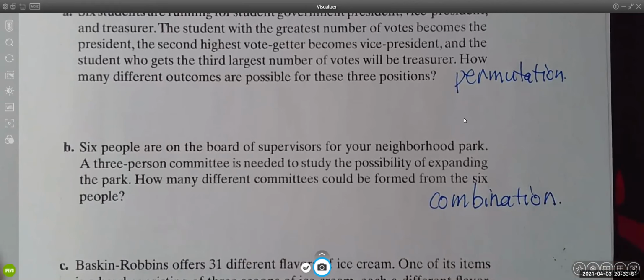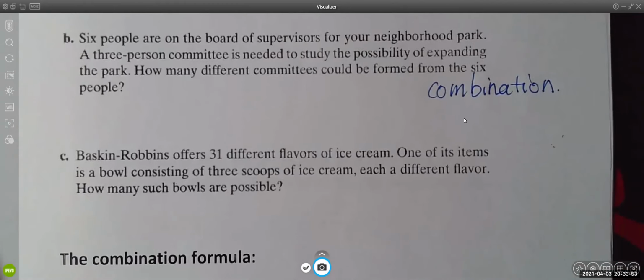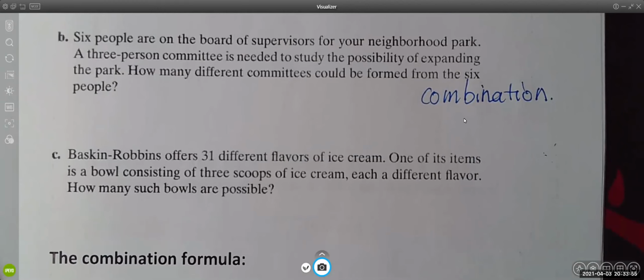Now, the last one. Baskin Robbins offers 31 different flavors of ice cream. One of its items is a basic ice cream bowl consisting of 3 scoops of ice cream, each a different flavor. All of the ice cream bowls, each one of them, consist of 3 different flavors. How many such bowls are possible?